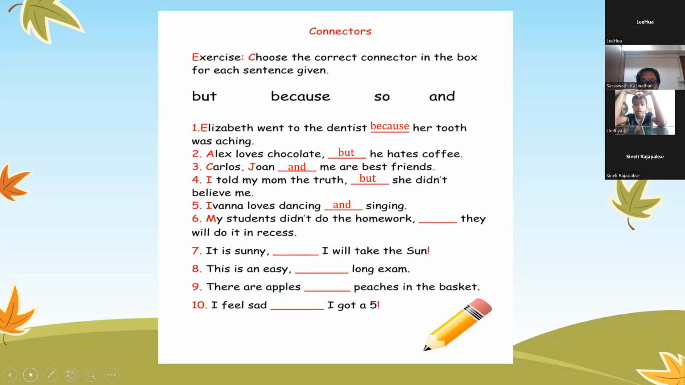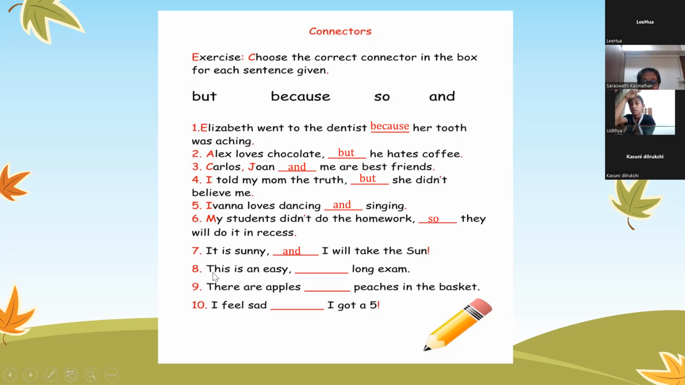And singing. Good job. My student didn't do the homework, so they will do it in recess. Yes. It is sunny. So it is sunny, so I will take the sun. That means I'll go sunbathing or I will go sun tanning. Okay. It is sunny and I'll take the sun. That means I'll go out and do something in the sun.